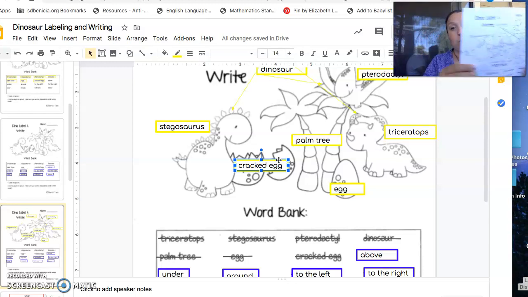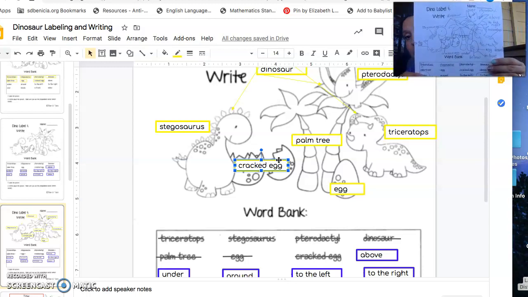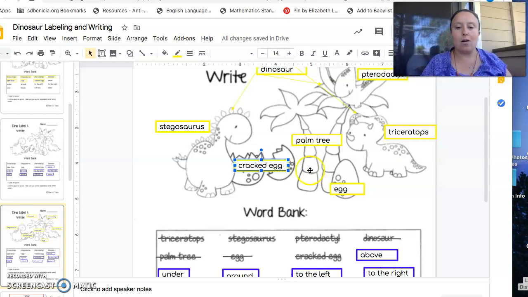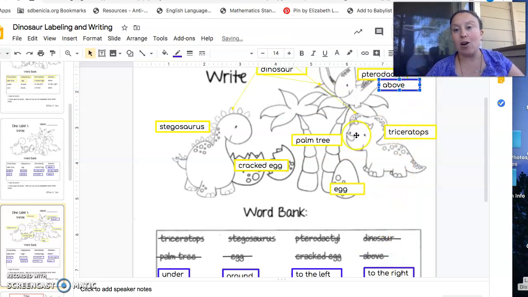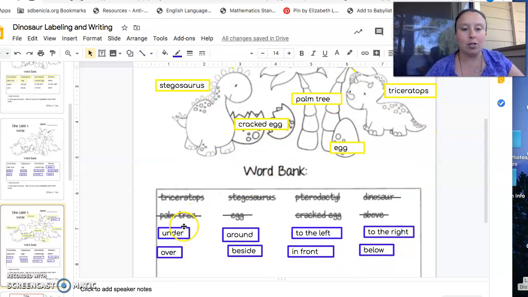Let me give you an example. This is what Mrs. Smith's work looked like before I did it on the computer to make sure I knew what I was doing. So you can see that it's really filled in. All right, so then let's find above. If I'm thinking about above, I'm thinking about the things that are in the air. So the pterodactyl is usually above everything else. And who is under? Well, in my mind, the eggs are under the palm tree.